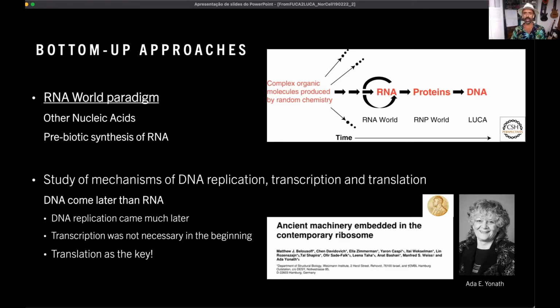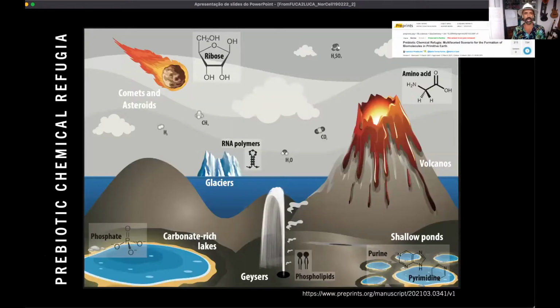So we follow the ideas of the Nobel Prize laureates who studied the ribosome. We want to study translation, and we believe that the ribosome was the very first molecular machine that was necessary for the origin of life.